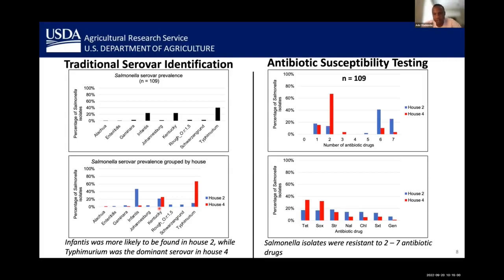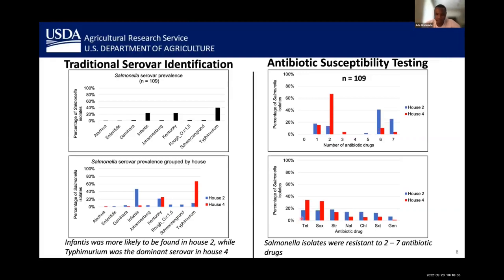Then when we look at the antibiotic susceptibility of these isolates, it's the same y-axis, the percentage of Salmonella isolates, and on the x-axis you have the number of antibiotic drugs. Each isolate was resistant to 2 to 7 antibiotics. The isolates that were resistant to 2 antibiotics were mostly found in house 4, while the ones resistant to 6 to 7 were found mostly in house 2.